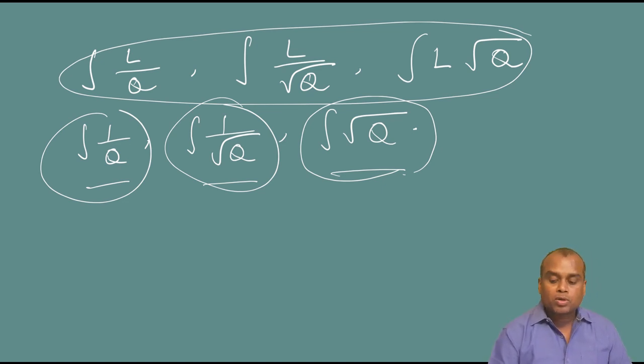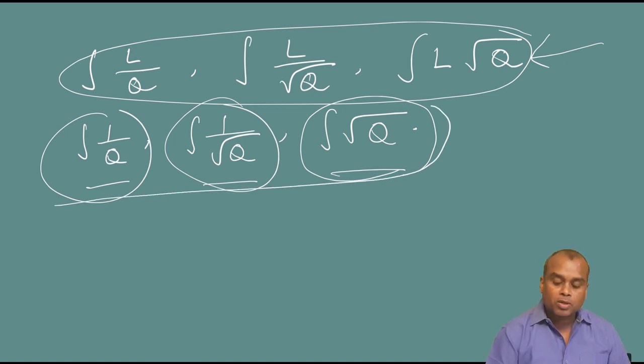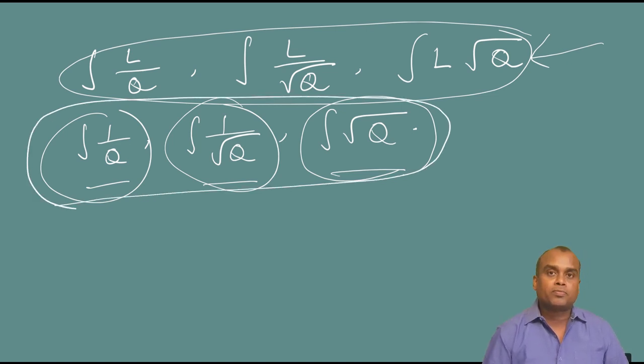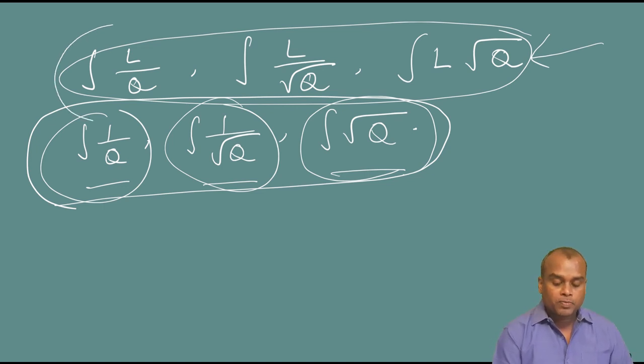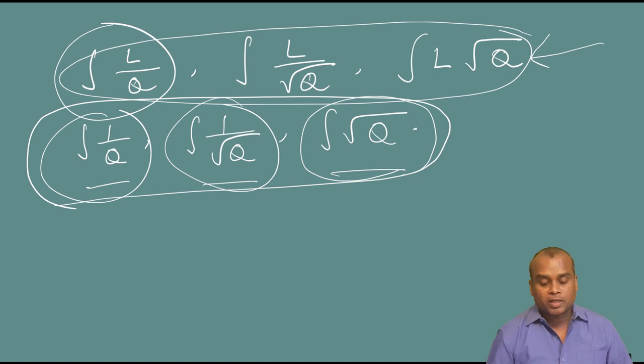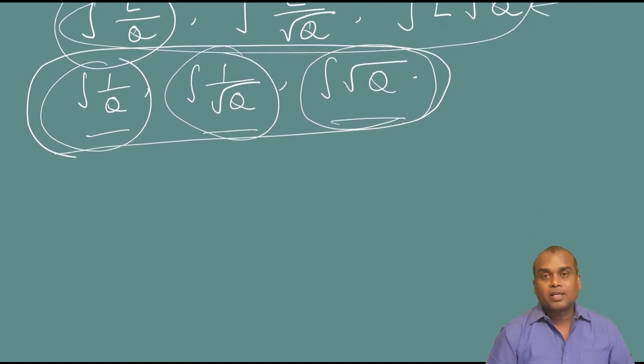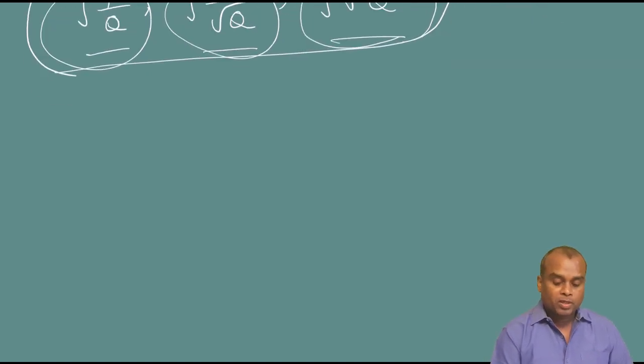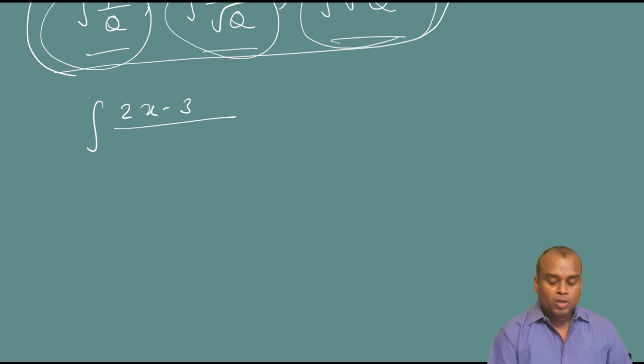So before you go for evaluating integrals of those types, you should be good at evaluating integrals of this type. Okay? Now let us see this first type, how to evaluate an integral of that type. So it is linear by a quadratic. Say I have the integral of 2x minus 3 by 3x square plus 4x plus 1 dx.